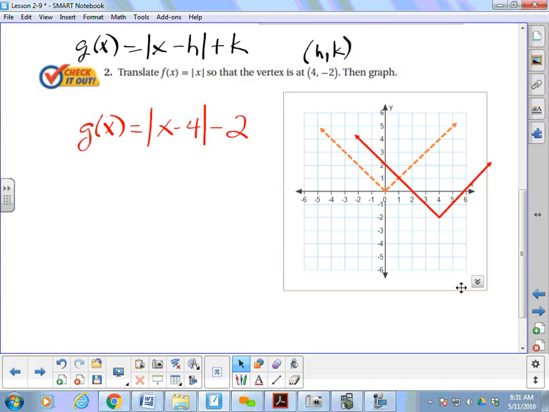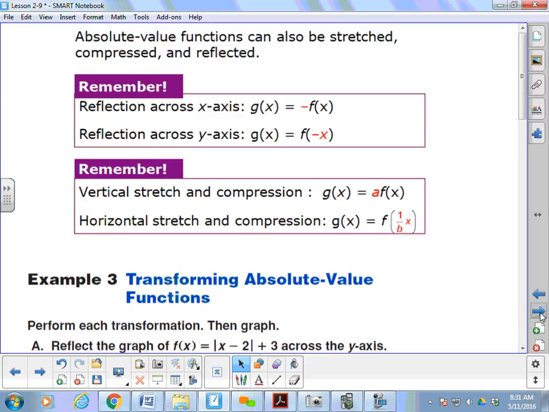All right, now we're going to get into a little bit harder transformations. So we're going to look at reflections and stretches and compressions. Now we didn't do this with lines, and so we're just going to use the absolute values to go over this together. Right? But you're going to want to make sure you have these rules written down. All right?